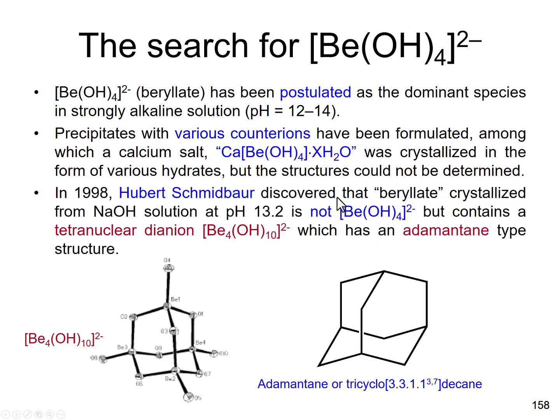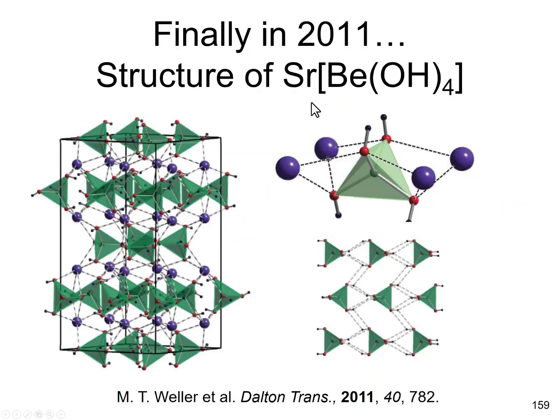However, the structure determined did not reflect the beryllium central atom with 4 hydroxide ligands. But on the other hand, it forms this particular tetranuclear dianion, which has an adamantane type structure. The structure you can see here, so that is very similar to the adamantane molecule, which is an organic molecule. Finally, in 2011, the structure of this particular compound has been established.